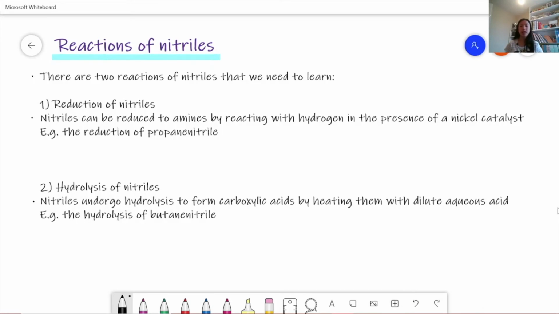So just to remind you, the nitrile is just a compound with a C triple bond N. So it's got this attached somewhere onto the compound. And so the 2 reactions of nitriles that we need to know is firstly the reduction of nitriles. So nitriles can be reduced to amines, and we do this by reacting it with hydrogen in the presence of a nickel catalyst. So for example, if we're going to look at the reduction of propane nitrile, first we start off with this propane nitrile, so CH3, CH2, and then C triple bond N.